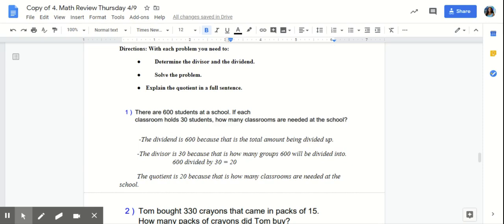I know that my dividend is 600 because that is the total amount that is being divided up. So we see a total amount of students at a school. I know the divisor is 30 because that is how many groups the 600 students will be divided into. Now, looking at my number, I know that 600 divided by 30 is going to equal 20. So the quotient is 20 because that is how many classrooms are needed at the school.